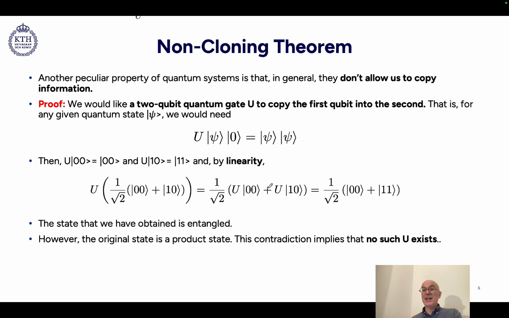...which doesn't allow us to copy information. So let's look at a very simple proof. We would like a 2-qubit quantum gate U to copy the first qubit into the second. That is, for any given quantum state psi, we would need a quantum gate U that takes the values from the first qubit and copies them into the second qubit.